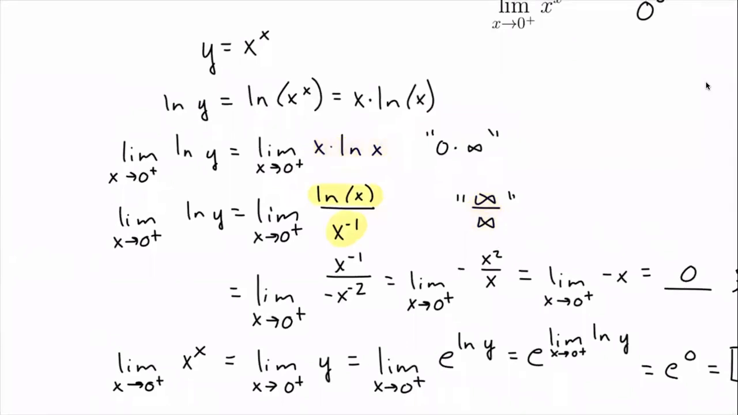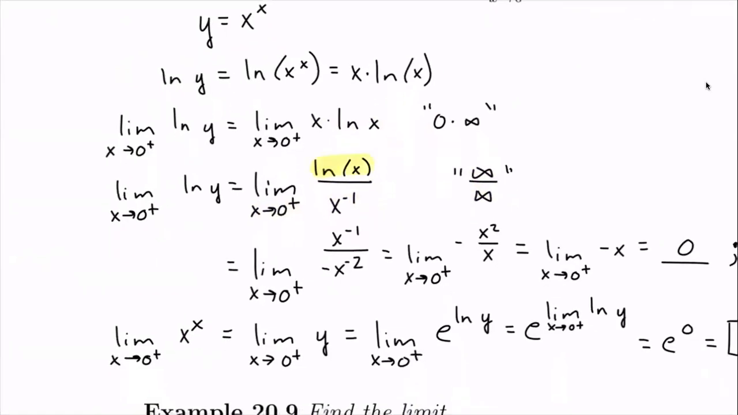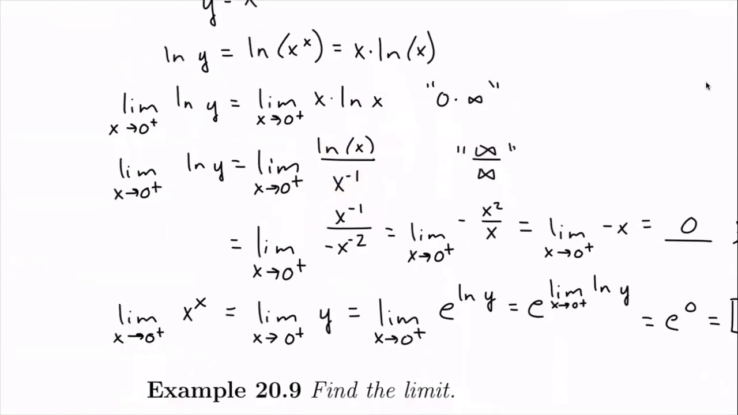rule. So as x goes to 0, natural log of x goes to infinity. As x goes to 0, x to the negative 1 goes to infinity. Here's my indeterminate form, infinity over infinity. Again, negative infinity, it might as well be infinity in this case. So the derivative of natural log x is x to the negative 1. The derivative of x to the negative 1 is negative x to the negative 2.